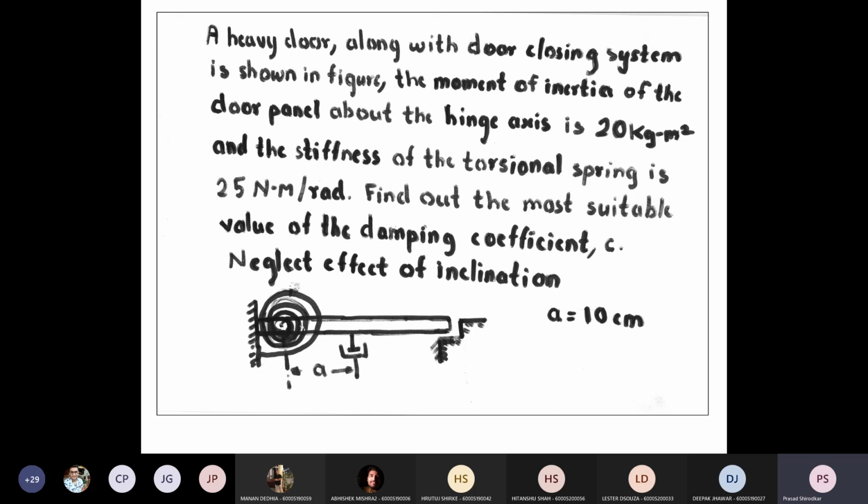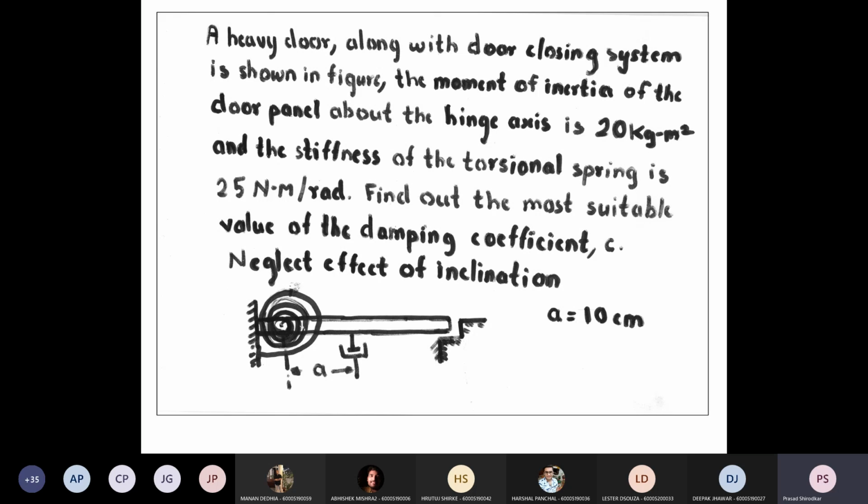A heavy door along with a closing system is shown in the figure. The moment of inertia of the door panel about the hinge axis is 20 kg meters square. Stiffness of the torsional spring is 25 Newton meter per radian. Find the suitable value of the damping coefficient C. Neglect the effect of inclination.